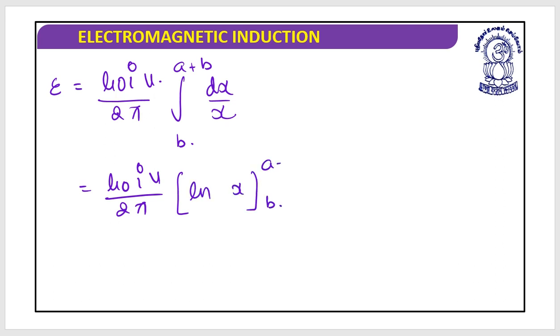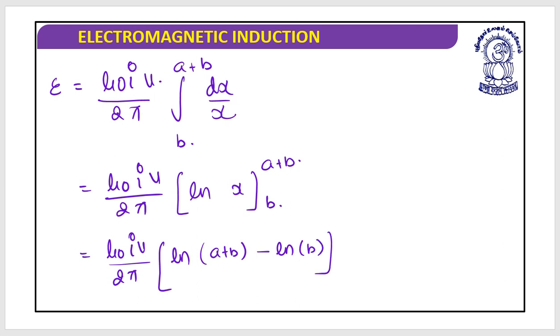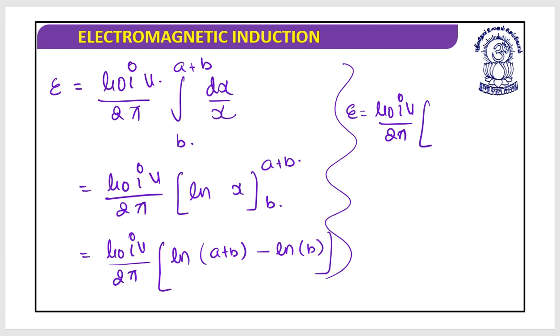So this is from B to A plus B. This equals mu naught into IV divided by 2 pi, times ln(A plus B) minus ln(B). And while doing this, this EMF E equals mu naught IV by 2 pi times the bracket ln((A plus B) by B). This would be the answer. A very good question.